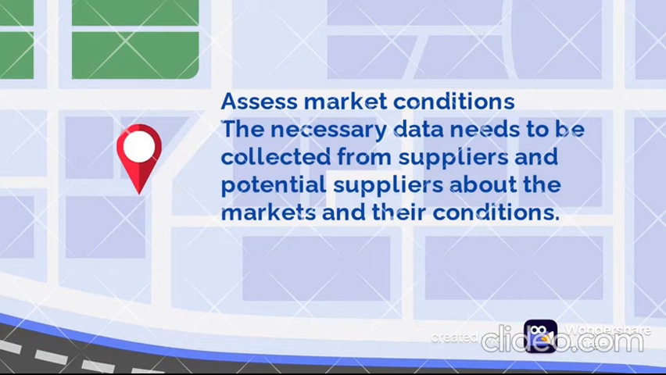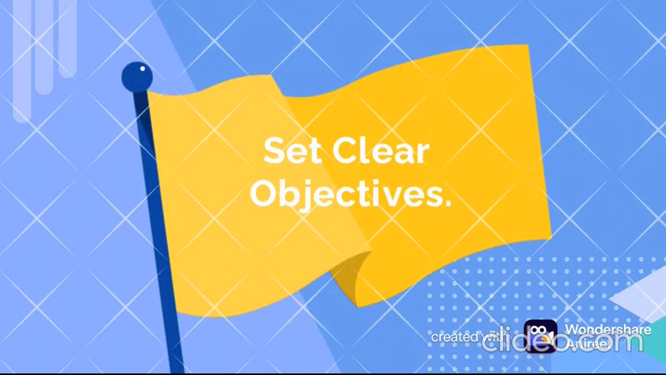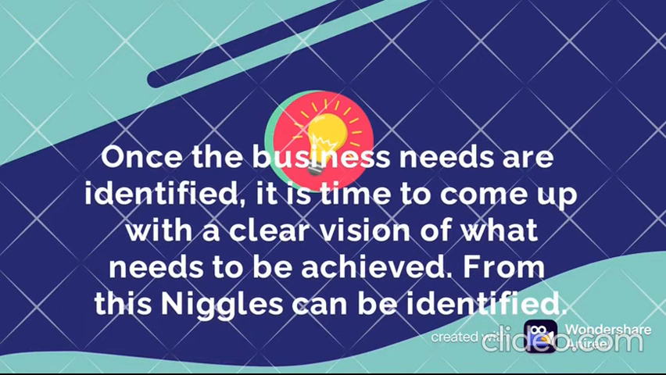Assess market conditions. The necessary data needs to be collected from suppliers and potential suppliers about the markets and their conditions. Set clear objectives. Once the business needs are identified, it is time to come up with a clear vision of what needs to be achieved. From this, niggles can be identified.